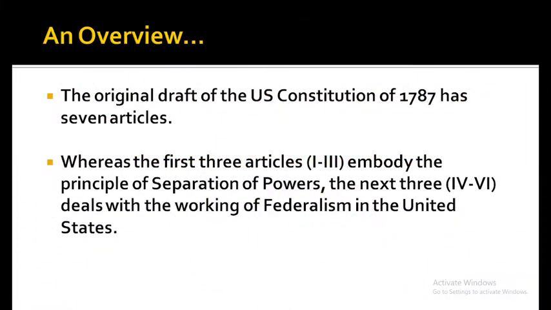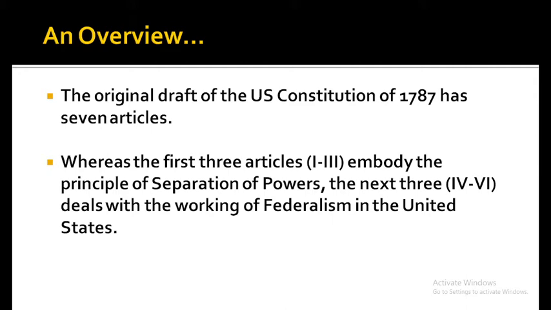Now let us begin with an overview. The original draft of the US Constitution of 1787 has only 7 articles. It is one of the shortest constitutions in the world till date. This constitution was enforced in 1789 and since then it has been amended at least 27 times. Whereas the first 3 articles embody the doctrine of separation of powers, the next 3 articles deal with the working of federalism in the United States.